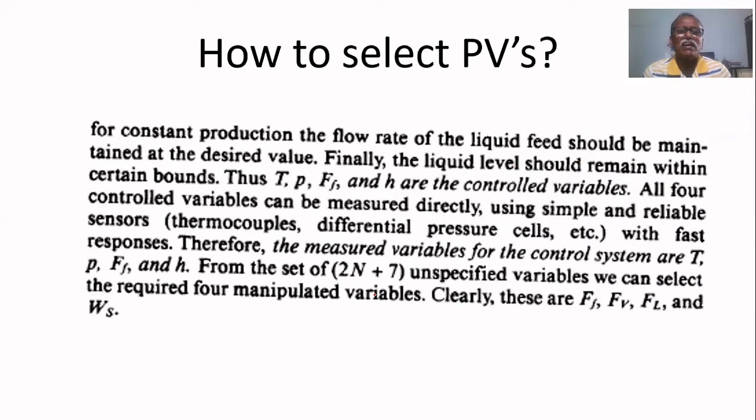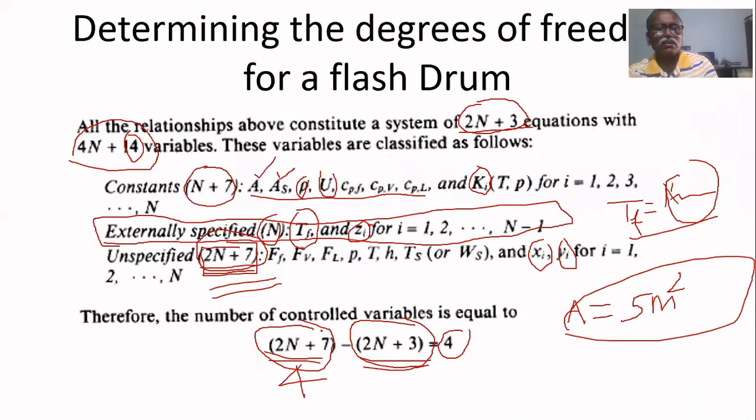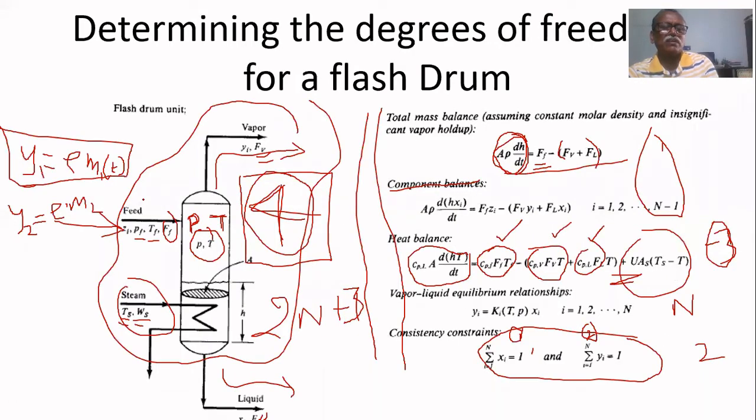Then now we can have other things. If you want to have a constant production flow rate, the outflow rate must be constant. That means you should maintain the flow rate of the liquid feeding into the system. So the feed flow rate must be maintained so that you will get a constant output. Or in other words, to control the output, this feed is very important. This should be maintained constant to get a constant production.